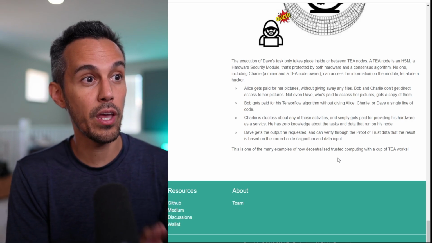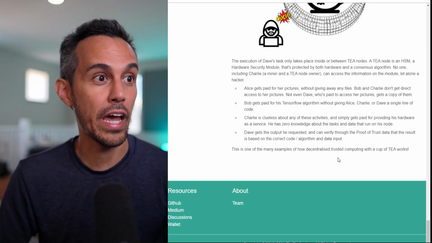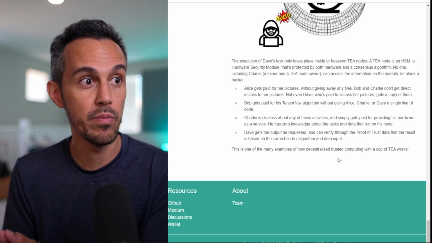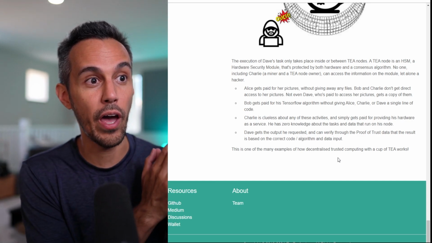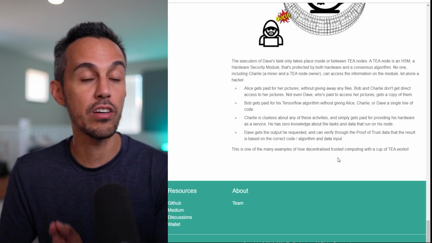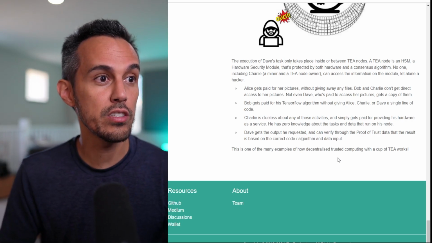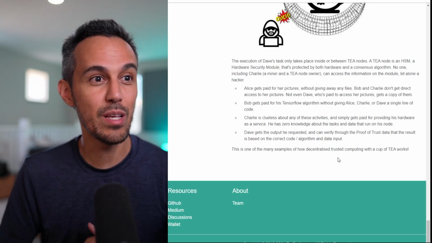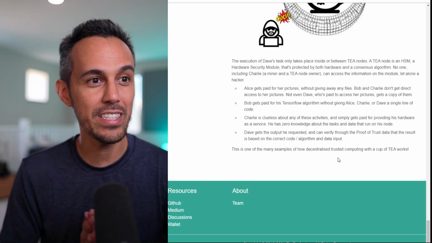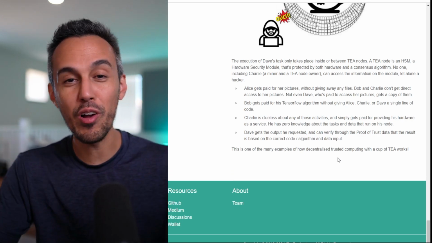Alice gets paid for pictures without giving away any files. Bob and Charlie don't get direct access to her pictures, not even Dave, who paid for access to her pictures. He gets a copy of them. Bob gets paid for his TensorFlow algorithm. Remember, he's the developer, without giving Alice, Charlie, or Dave a single line of code. So he's still able to do his work, but be protected. Charlie's clueless about any of these activities and simply gets paid for providing his hardware as a service. He has zero knowledge about the tasks and data that run on his node. He's all about hardware as a physical component.